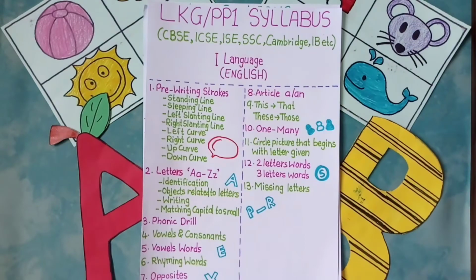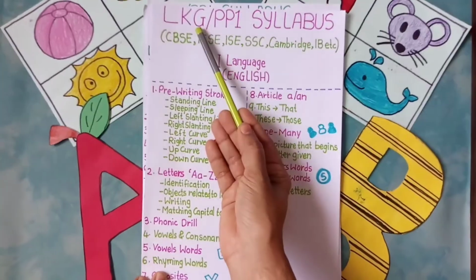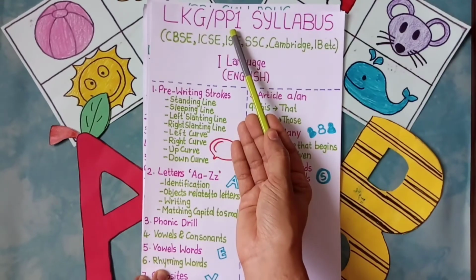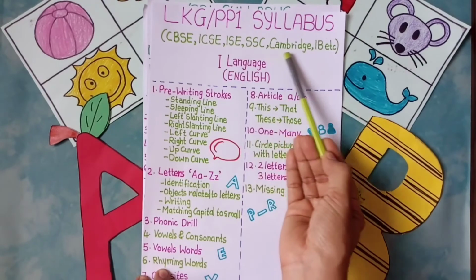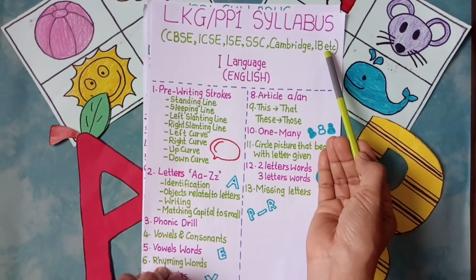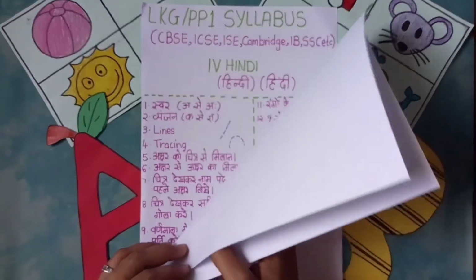In this video we will be talking about syllabus. We'll be talking about LKG syllabus, which is also called as PP1 syllabus. It's valid for all boards. Few of them I have mentioned over here. We'll be talking about 4 subjects: English, Maths, EVS and Hindi.